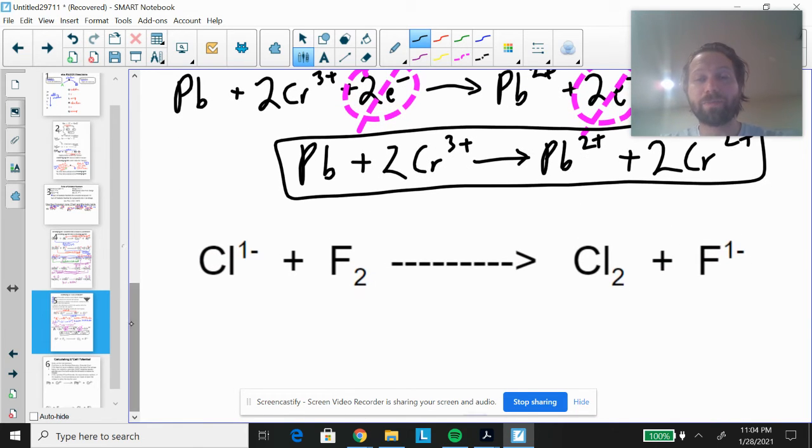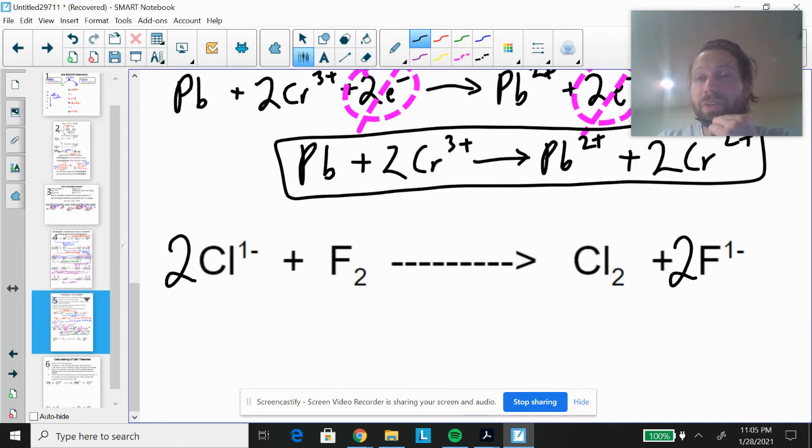Now, next, I'm going to do one more problem. In this problem, you'll notice that the first step, which is to balance the equation, we haven't done that yet. I see 1 chlorine on the left, but 2 on the right. I see 1 fluorine and 2 fluorines and 1 fluorine. So we have to change this. I'm going to change the coefficient here. I'm going to change the coefficient here.